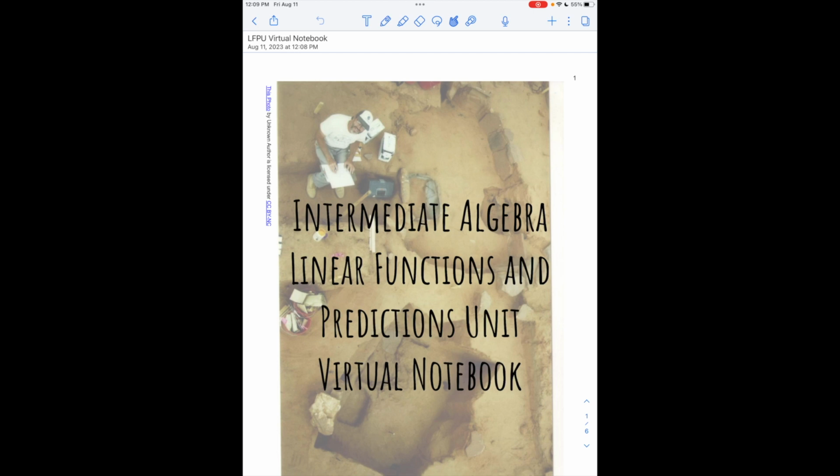So this video is going to review a number of Algebra 1 concepts that are necessary to be successful in this unit. While I'm going through this virtual notebook, you will want to have your virtual notebook open and be writing down on your virtual notebook what I have written down on the screen.